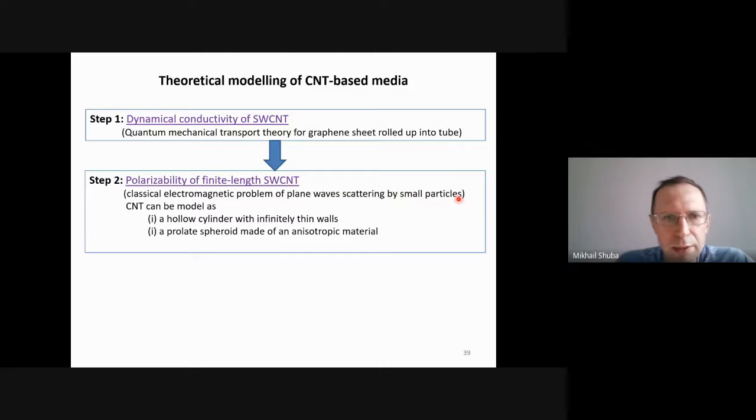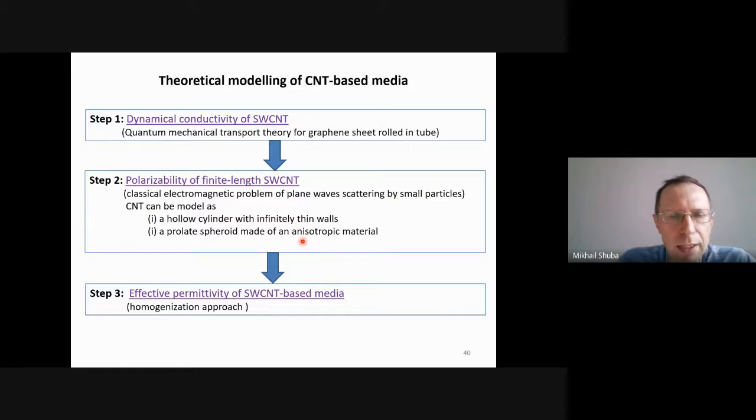scattered by small particles. In this case, we can model carbon nanotubes as a hollow cylinder with infinitely thin walls, or as a prolate spheroid made of anisotropic material. So all this calculation gives us the polarizability of finite length single wall nanotubes. Once we know the polarizability, using a homogenization approach, we can compute the effective permittivity of the single wall nanotube-based composite.